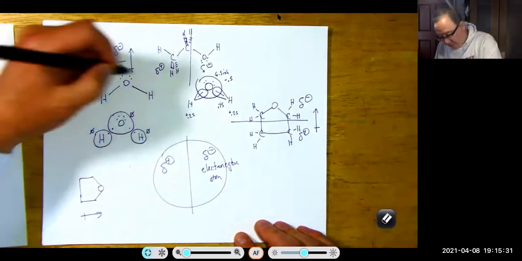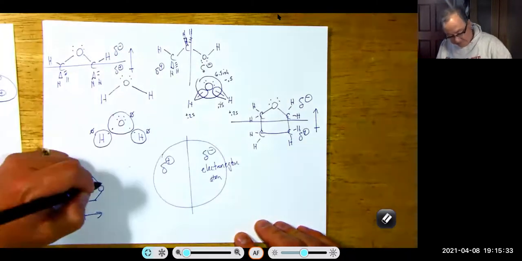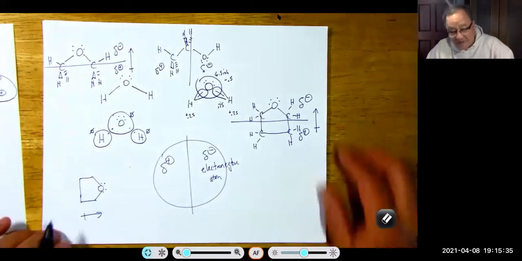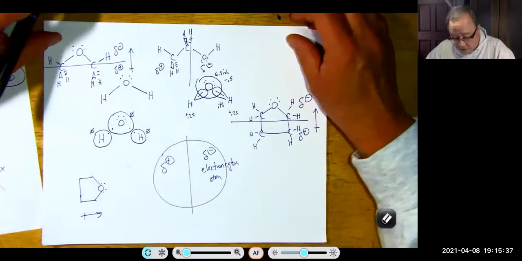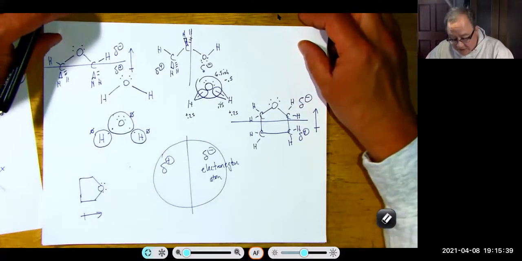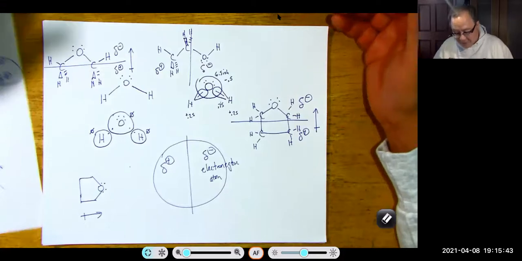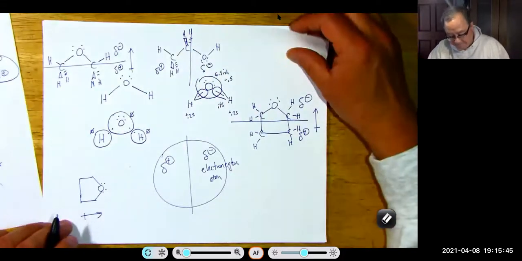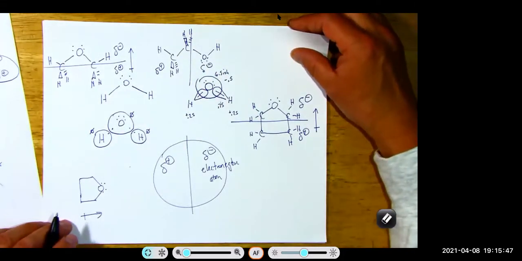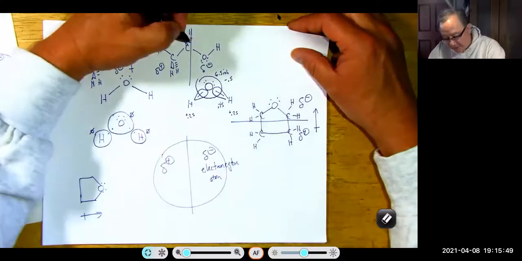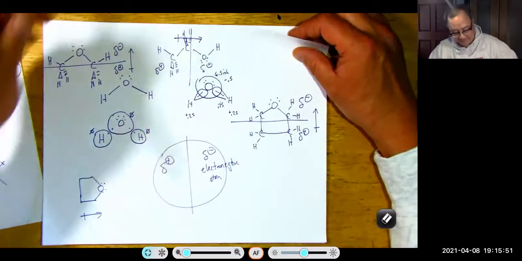I'm not putting lone pairs on this, but I should. So that's Tony's method of finding out if the molecule's polar or not. Can you find the most electronegative atom on one side? So I've shown you all these examples where they're polar, right? Let me show you an example where it's not polar.